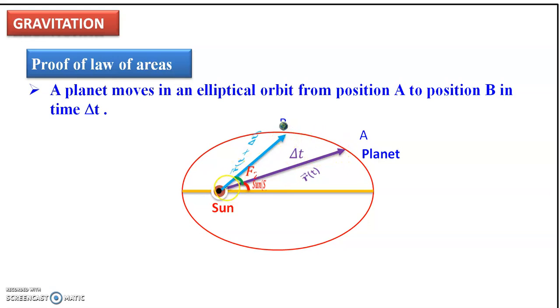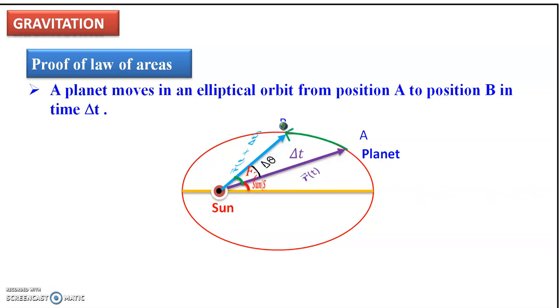So here, what is this radius vector r? This radius vector r is for the time instant t plus delta t, and F is the gravitational force between the planet and the sun. Here the angular displacement is delta theta as the planet moves from A to B. That delta theta is this one.